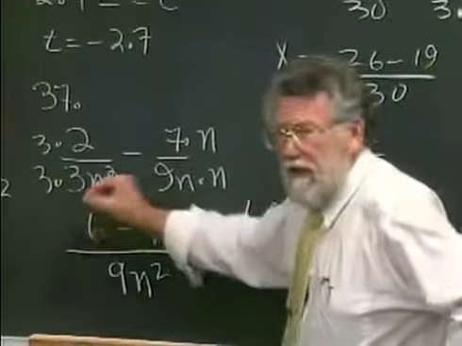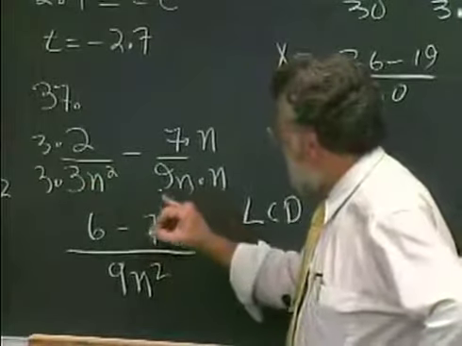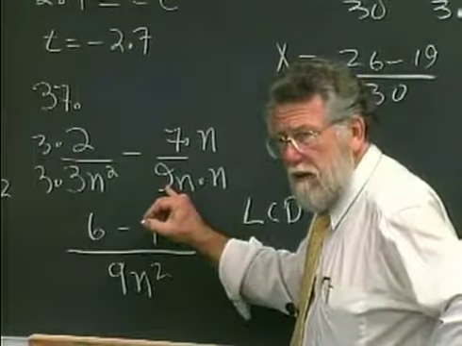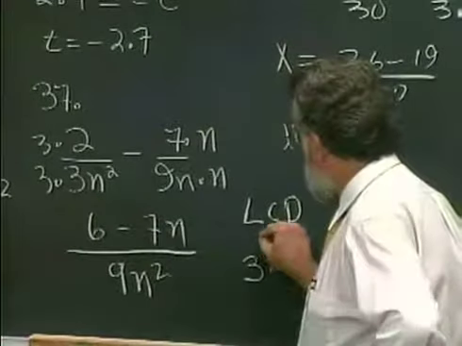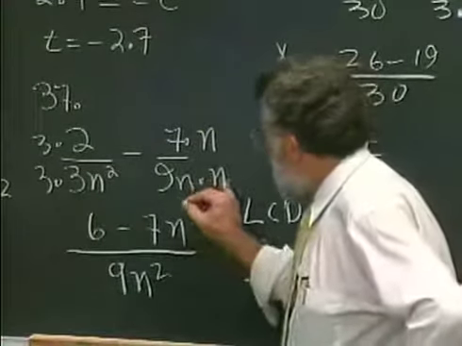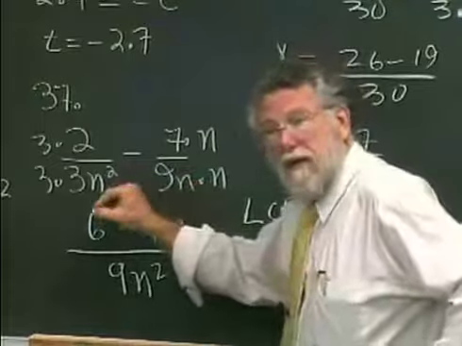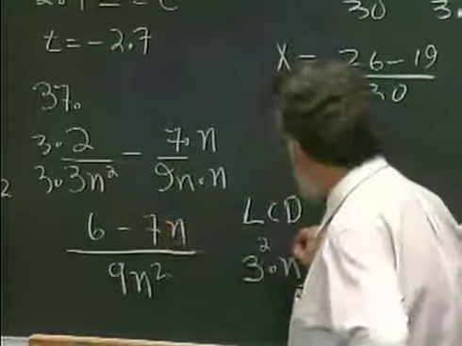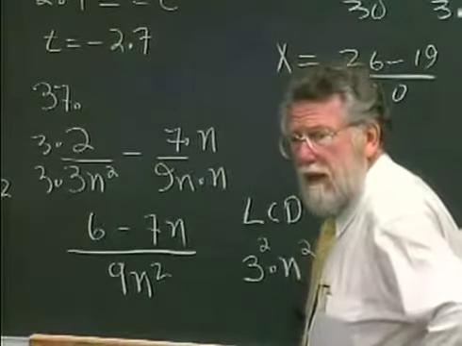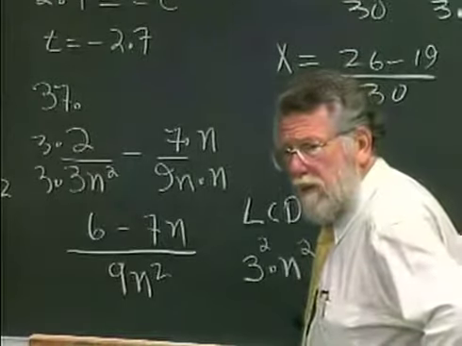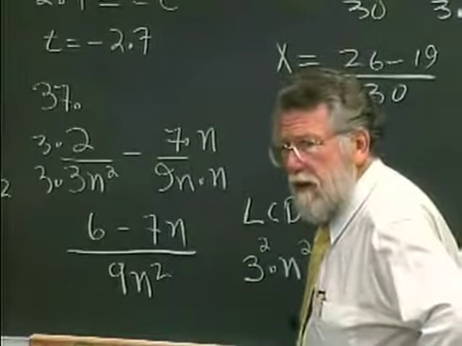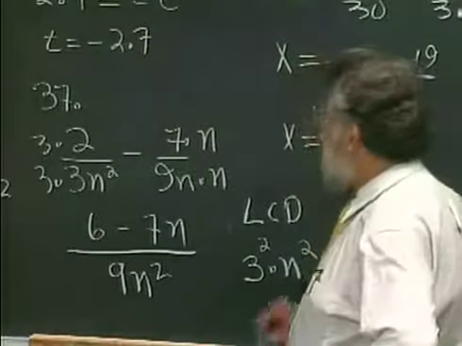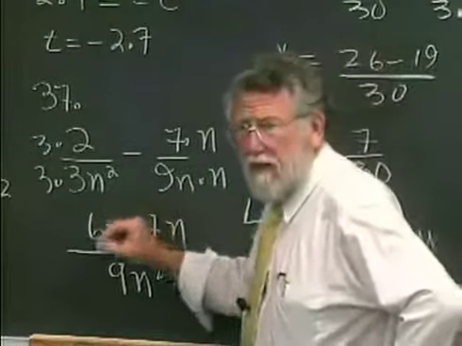That's all I had, right? 3's and n's. What was your highest exponent? Since this was 3 squared, and this was 3 to the first, your highest exponent is 2. You had n to the first, and n to the second, your highest exponent is 2. Same thing we did before. 3 squared, n squared, that gives us 9n squared. The difference is I now have letters involved and not just numbers.